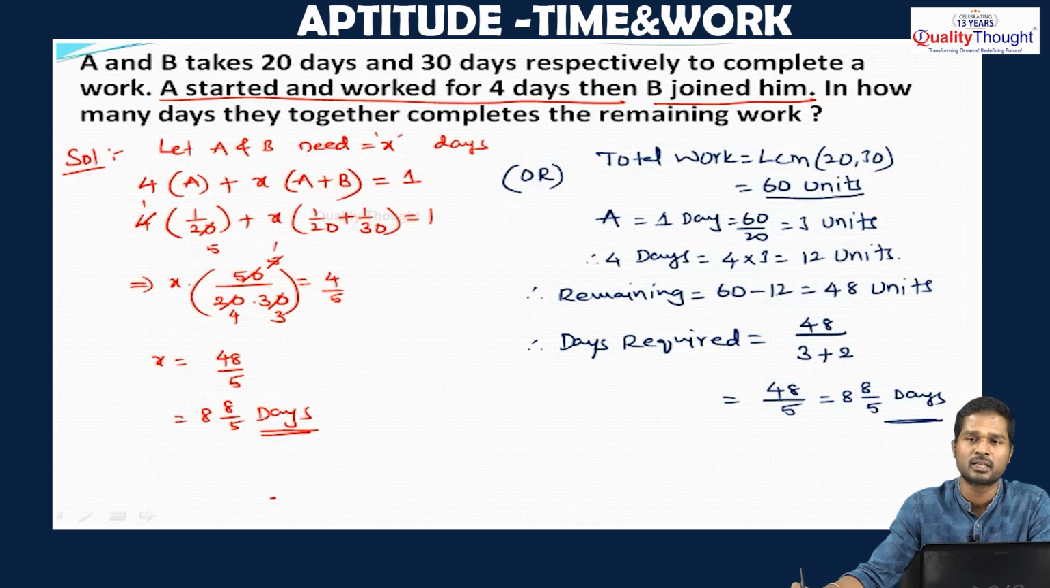So now the days required to complete these 48 units is 48 divided by 20 days into 3, that is 60 for A, 30 days into 2, that is 60 for B. So 48 by 5, that is 8 by 5 days. So we can use either method to solve these types of questions.